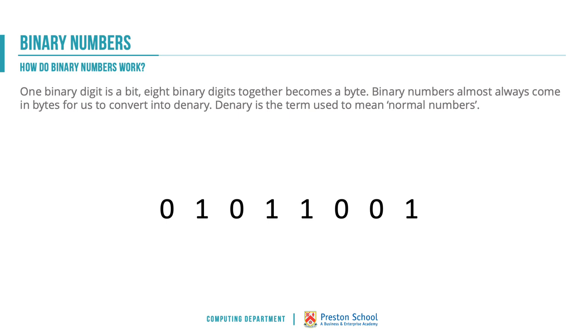Today's lesson really focuses on numbers. So how can I represent the number 194 using binary? Well, binary is made up of bits. Each singular digit, 0 or 1, is what we call a bit.